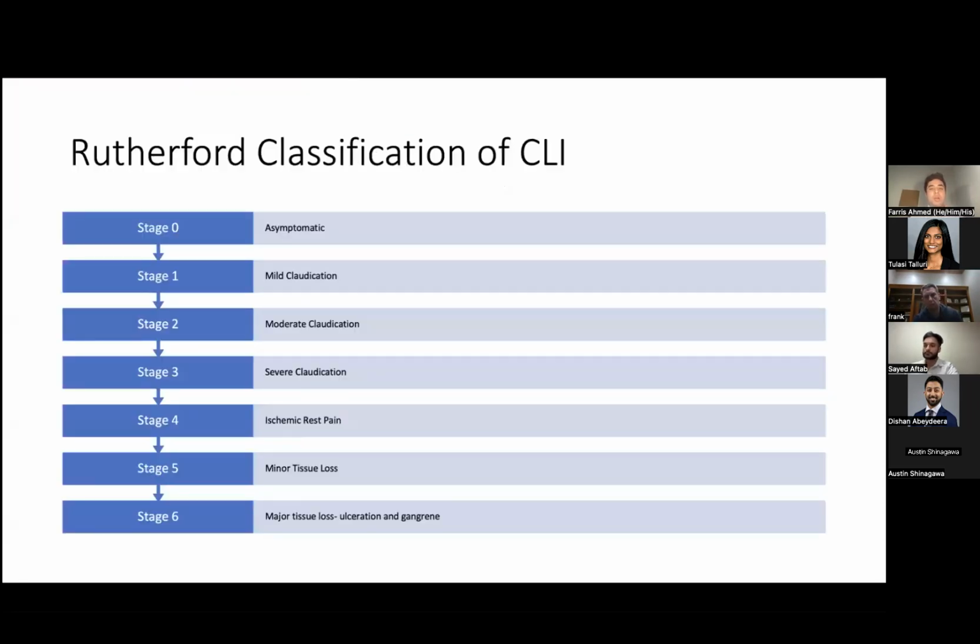So this is the Rutherford classification of CLI. You'll start seeing pain at rest starting at stage 4 for this disease, and also ulcers and gangrene at stage 6. For our study that Syed will be talking about, it applies to stages 2 through 4. So you will still see patients in this study who have ischemic pain at rest. But stage 5 is minor tissue loss, again because of the tissue damage that's occurring.